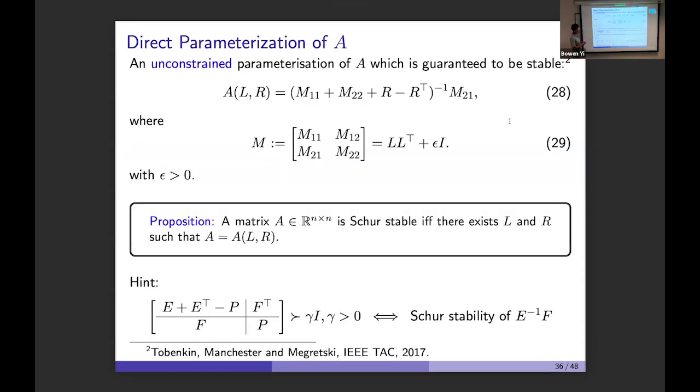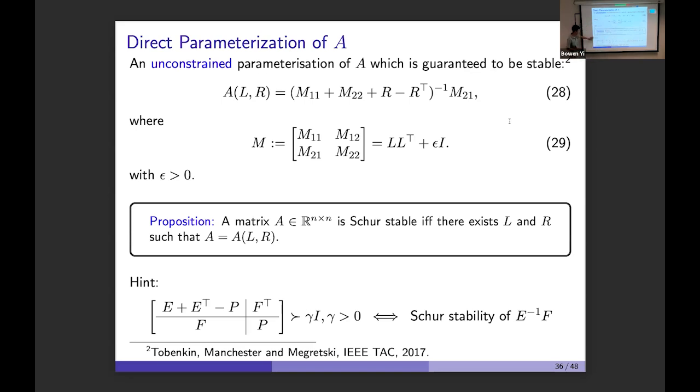Before proposing the algorithm to do so, we need to properly parameterize the matrix A. We hope the matrix A to be Schur stable. If you are familiar with linear systems theory, there are some convex conditions like LMI, linear matrix inequality conditions. For a low dimensional system, it's very easy to use. But for higher dimensions, this type of LMI problem cannot be efficiently solved. So we propose what we call direct parameterization of stable matrix A.